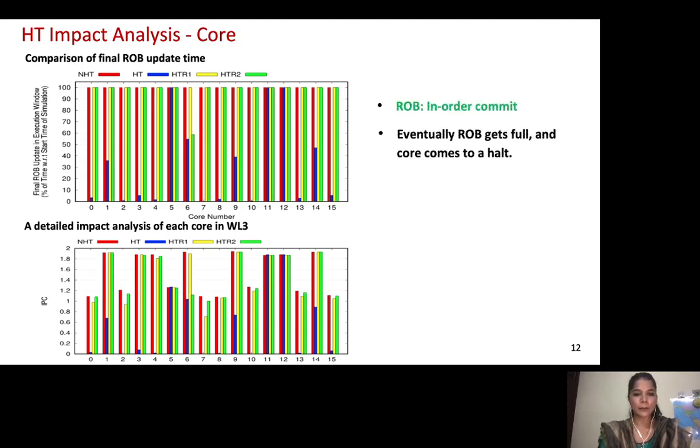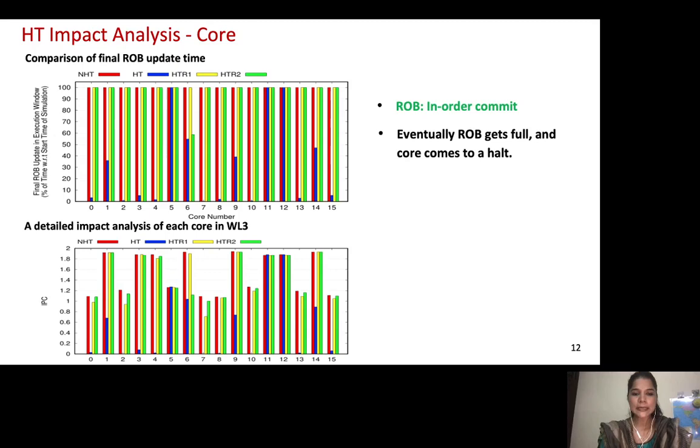ROB is an in-order commit, where instructions can get issued out of order and can also be completed out of order but will be committed only in order. So we can see here at core 0, core 1 and all other cores except 5, 11 and 12, the ROB gets full at a very early stage and hence they stalled the core. 5 is an HT router, that's why the impact of stalling is not visible here.